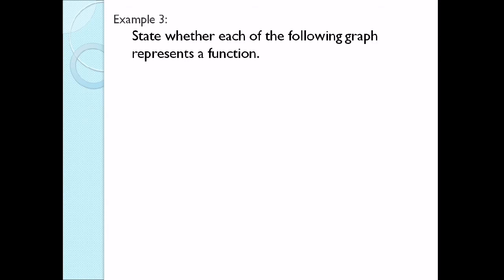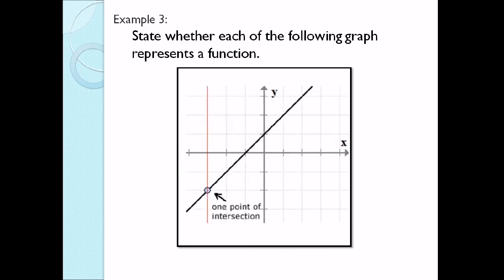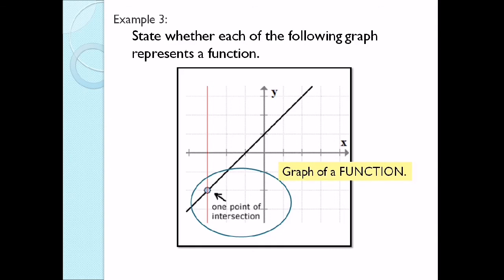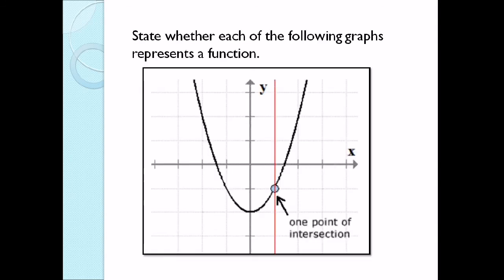Okay, so let's have an example. State whether each of the following graphs represents a function. So, we have here a graph. Kung mapapansin nyo, yung graph natin ay yung pa-slant na line and then yung ating red vertical line will be our vertical line test. And then, kung mapapansin nyo, one point of intersection. So, therefore, it is a graph of a function base doon sa definition.